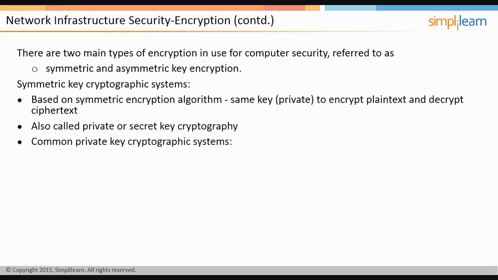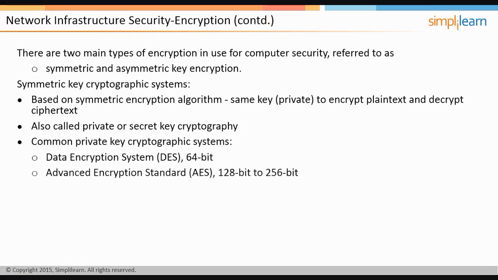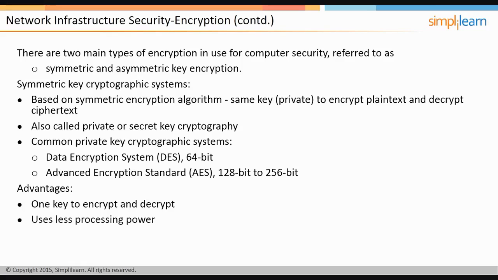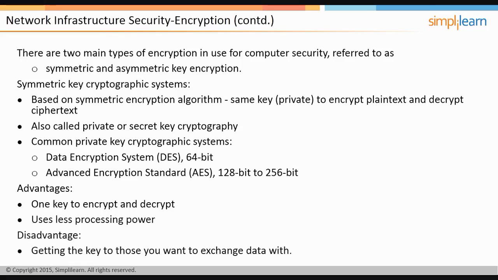The common private key cryptographic systems are Data Encryption Standard, DES 64-bit, and Advanced Encryption Standard, AES 128-bit to 256-bit. The advantage of this method is that it uses one key to encrypt and decrypt, and hence uses less processing power. However, getting the key to those you want to exchange data with is the problem. An illustration of a symmetric key cryptographic system is on the next slide.